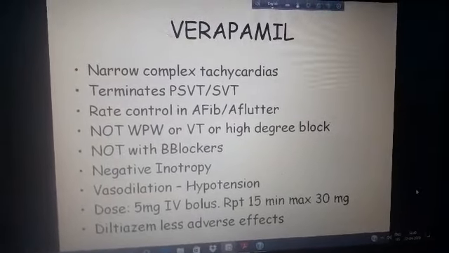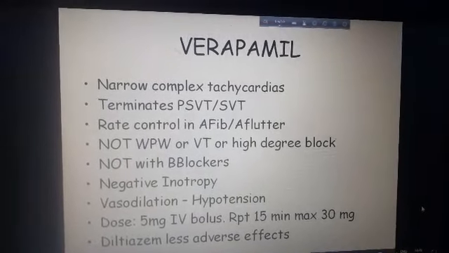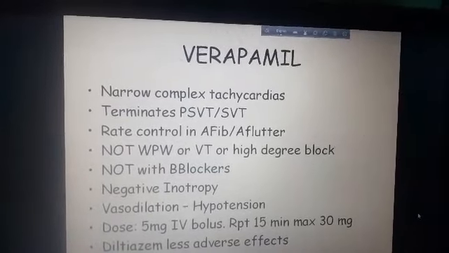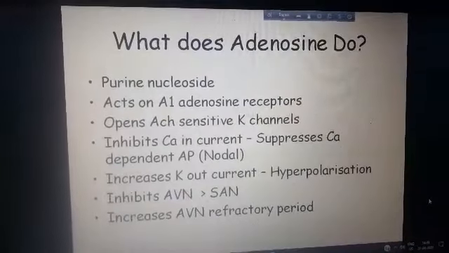So when there is supraventricular tachycardia, verapamil is the drug of choice among the calcium channel blockers because it can significantly decrease the cardiac conduction.